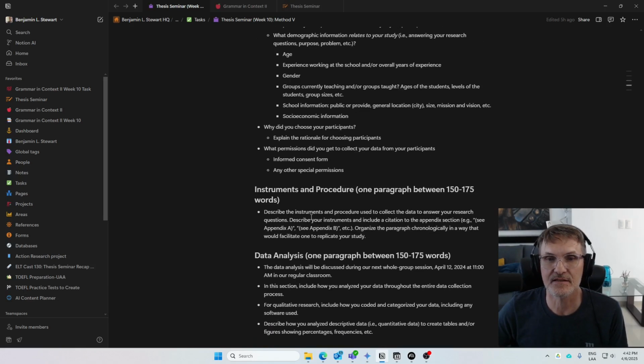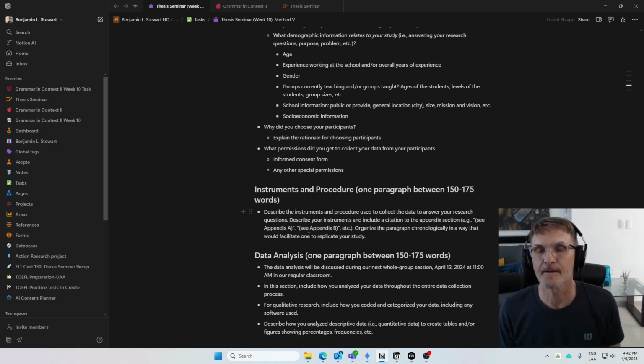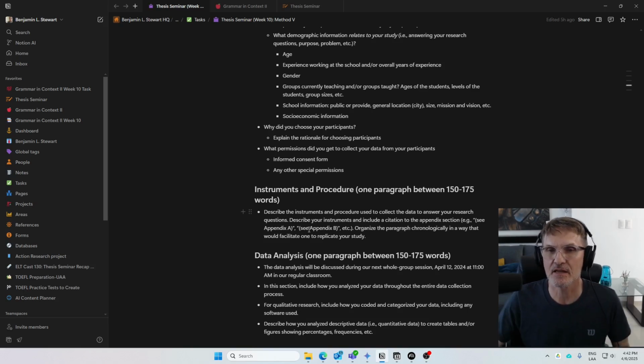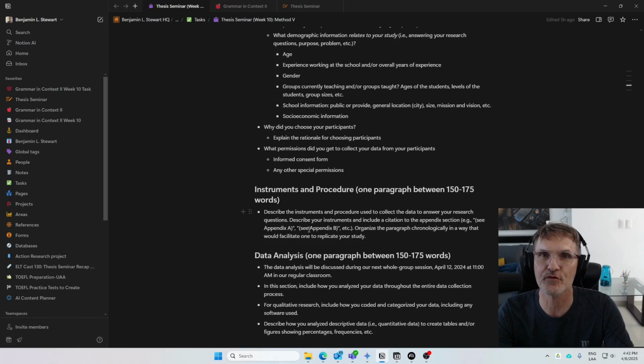In the second subsection called Instruments and Procedure, this will be another paragraph between 150 to 175 words, again, describing the process that you follow to collect the data. So in this particular paragraph, you're probably going to organize your information chronologically. So first, you applied this instrument. You can describe the instrument, maybe state the purpose of that instrument, and then move on to the next instrument or the next type of data that you collected.